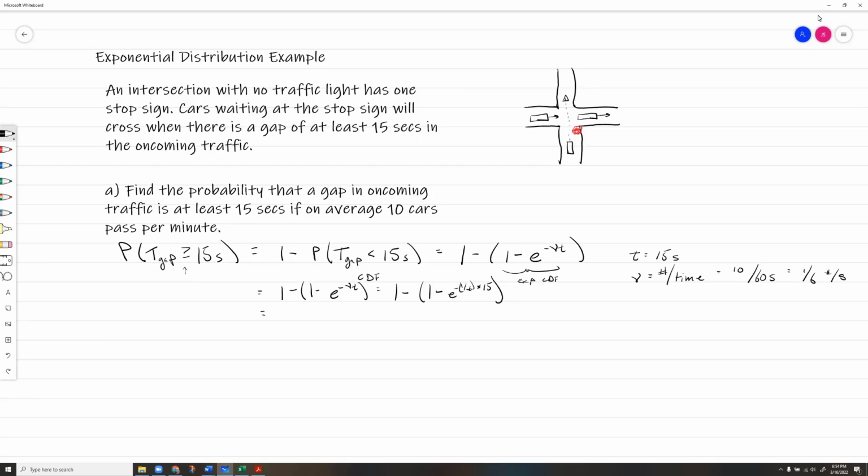And if we plug that in our calculator, we end up with e to the negative 2.5, which is equal to 0.082. So the probability that we have a gap in oncoming traffic of at least 15 seconds is about 8%. And this would basically be our probability of crossing. Now you could translate that back out into time by saying, okay, we have an hour and essentially 8% of the time people would be able to cross within that hour.